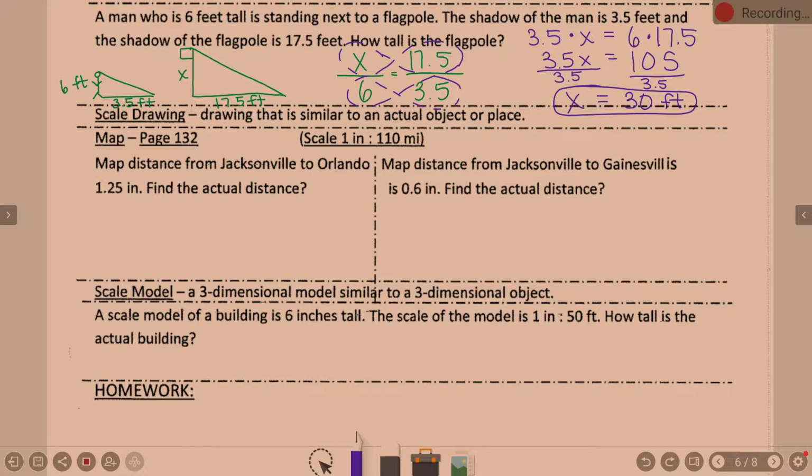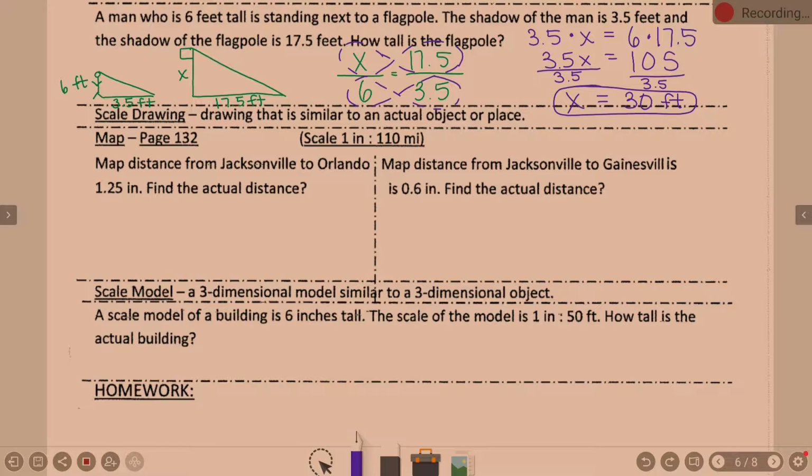Okay. Guys, that whole idea of setting up these proportions is important. We're going to go down here and talk about a map, but we're still going to be doing the same idea, setting up these proportions. So help me out here, got it?